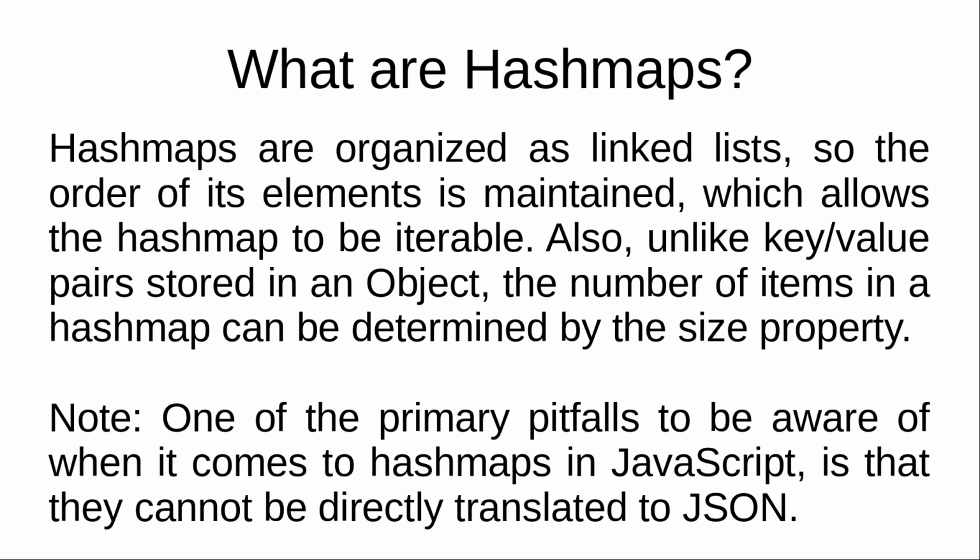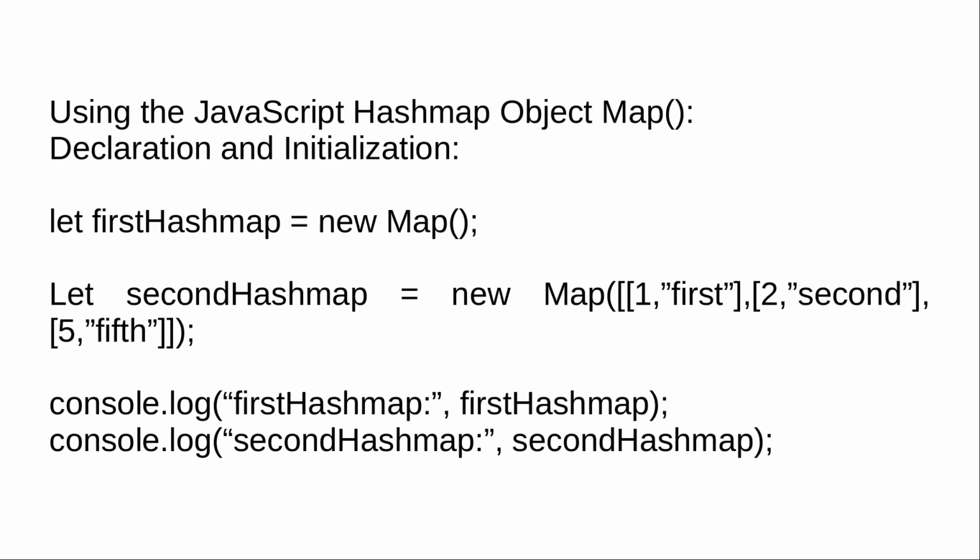Note that one of the primary pitfalls to be aware of when it comes to hash maps in JavaScript is that they cannot be directly translated to JSON. Using the JavaScript hash map object, map declaration and initialization. So let's look at the first example that we are going to see.